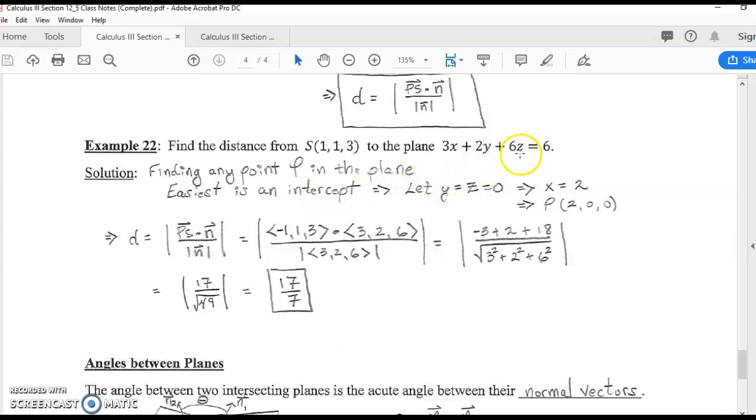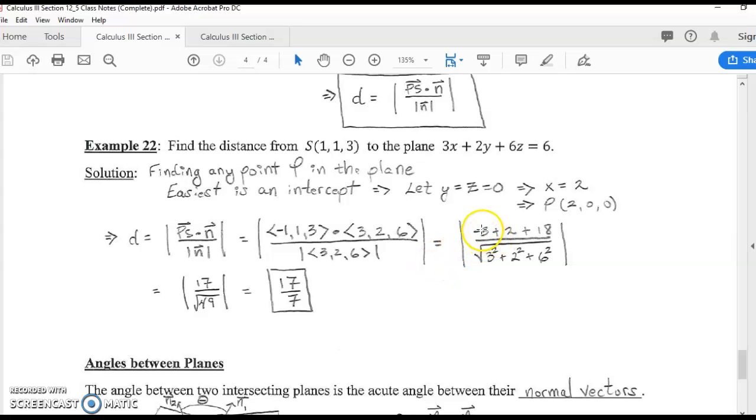So we'll let z equal 0. That tells us that x has to be 2. So the point 2, 0, 0 is in that plane. So this is our point P. So what we want, the distance then, is the absolute value of PS dot n divided by the length of n. Okay, so the vector PS, terminal point S, initial point P. So 1 minus 2 is minus 1, 1 minus 0 is 1, 3 minus 0 is 3. So the vector PS is minus 1, 1, 3. I'm going to dot that with our normal vector, which is 3, 2, 6, and then divide it by the length of our normal vector, 3, 2, 6.